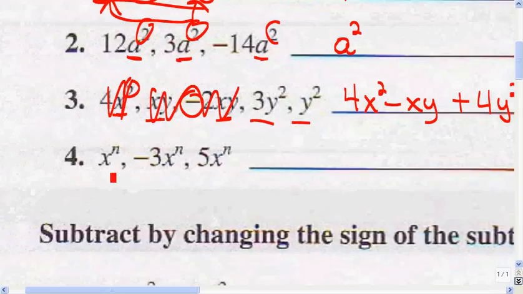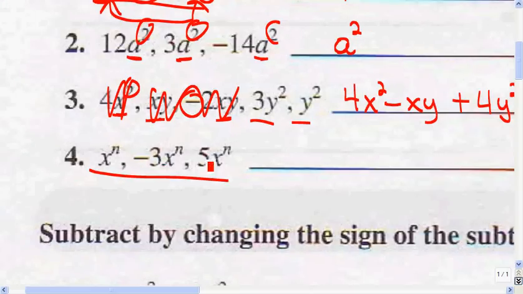Okay, here we can combine all of these, right? A positive xn and a negative 3xn. When the signs are different, we subtract, so that's going to give us a negative 2xn. We got a negative 2xn and a positive 5xn. The signs are different, so we subtract, so 5 minus 2 is 3. It's going to be a positive 3 because the bigger number is positive. 5 is positive, so our answer is positive. So we got 3xn.